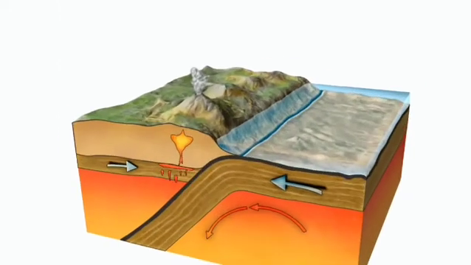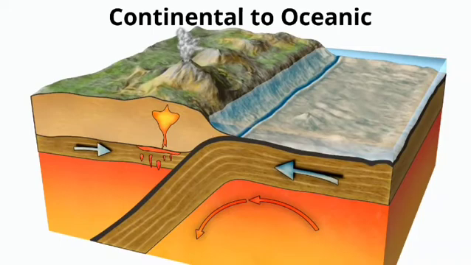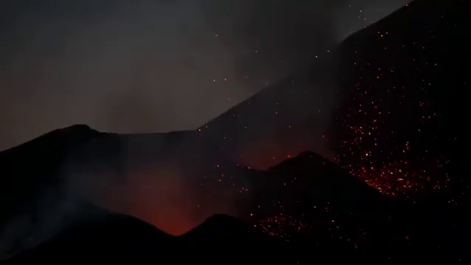Next, you have continental to ocean collisions. When a plate of ocean crust collides with a plate of continental crust, the ocean crust is more dense and subducts, or goes underneath, the continental crust. The magma from the melted oceanic crust rises to the surface, and this results in volcanoes along the boundary.